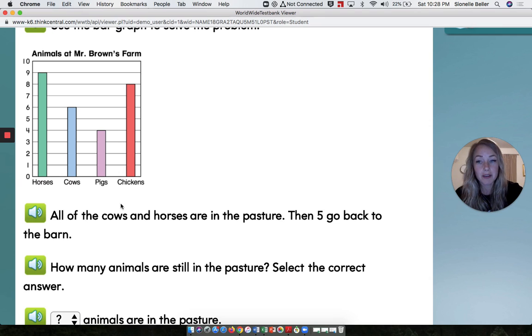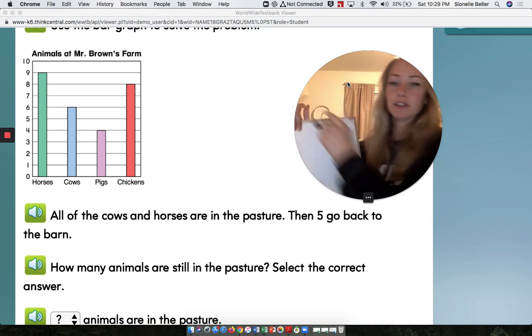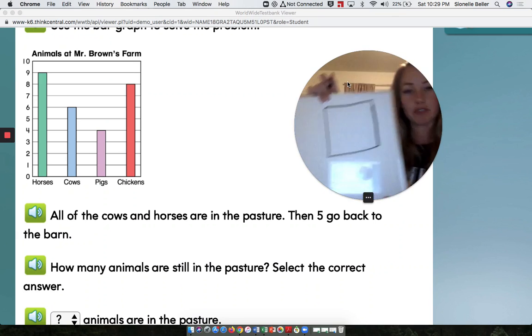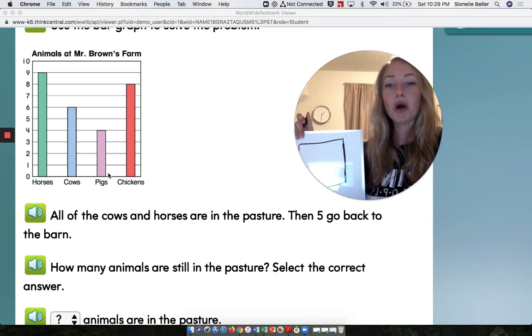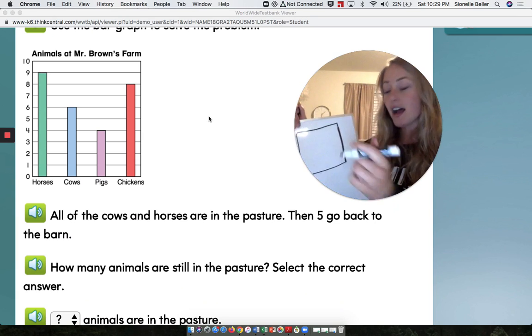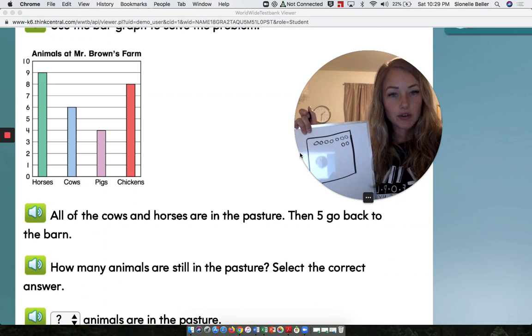Okay, so if we imagine a pasture, I'm going to get my whiteboard actually. Okay, look at this whiteboard. Here's a pasture. A pasture just needs a field of grass, but I'm just going to draw a square. And it says all the cows and horses are in the pasture. So horses, there are 9. 1, 2, 3, 4, 5, 6, 7, 8, 9. Those 9 horses are in the pasture, and the cows are in the pasture too.